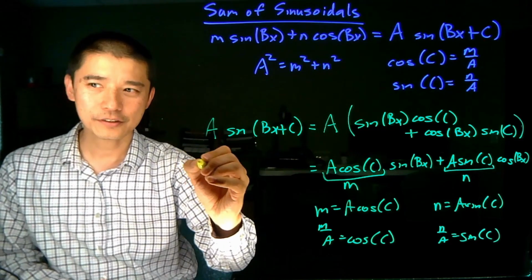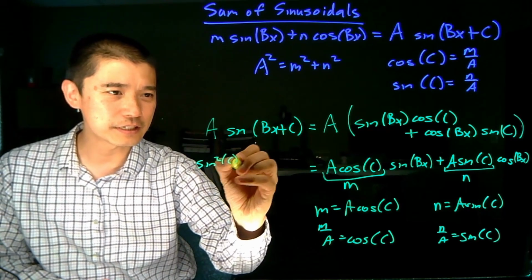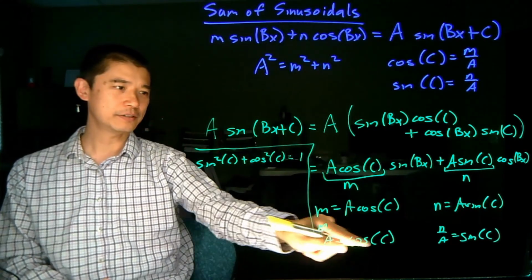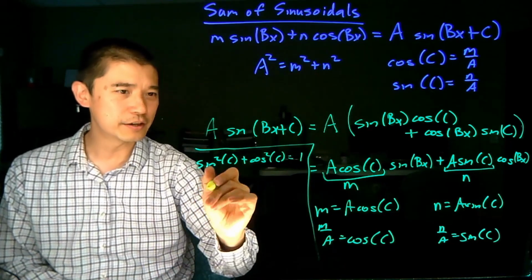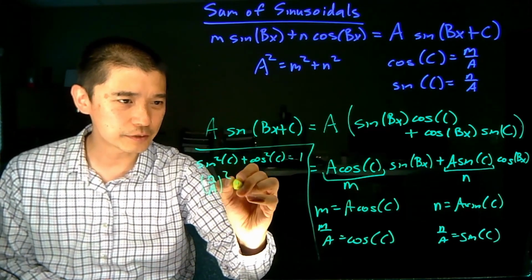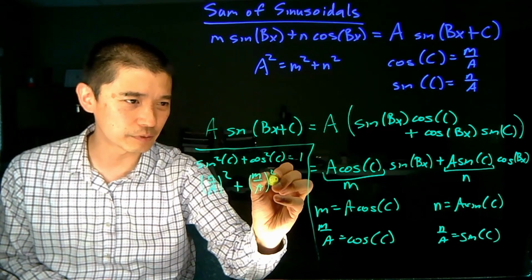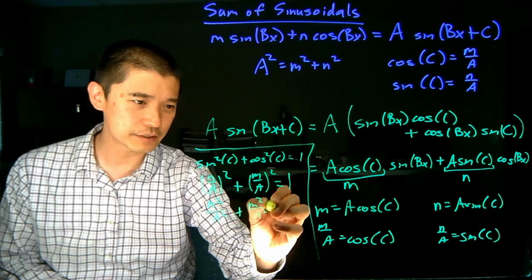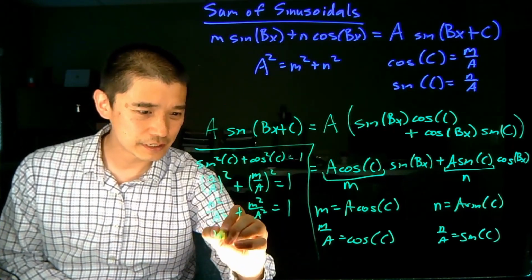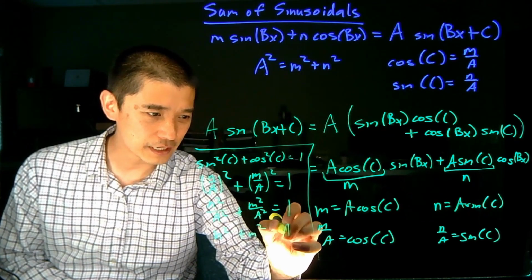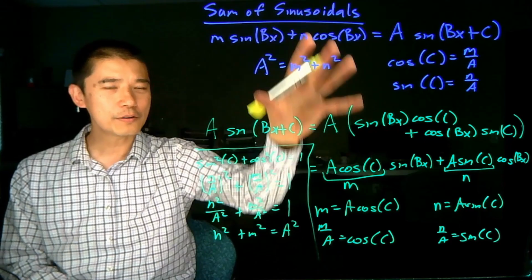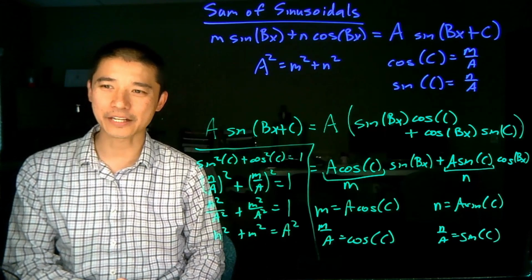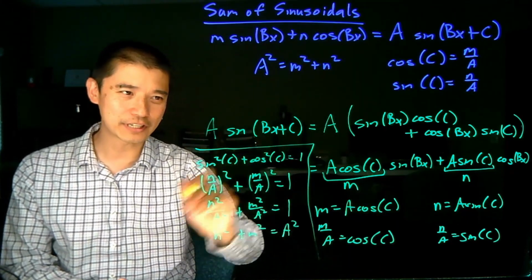So I'll slide that in over here. Sine squared c plus cosine squared c equals 1. Well, sine c is n over a, so n over a squared plus m over a squared equals 1. N squared over a squared plus m squared over a squared is 1. If you multiply both sides by a squared, n squared plus m squared equals a squared. So all of these formulas simply come out of plugging stuff in and moving things around until you get the parts to match up, and then also, in this last part, just recognizing the Pythagorean identity again.